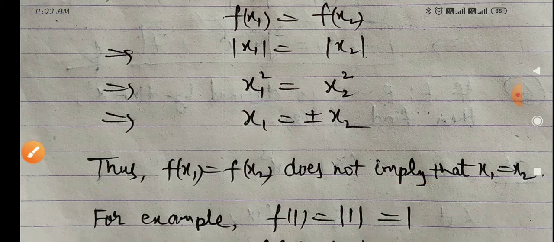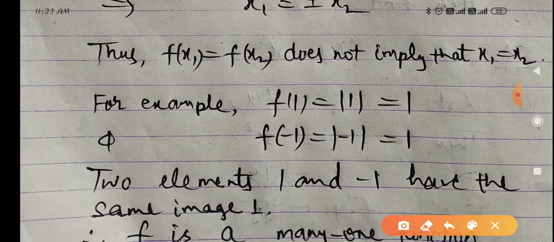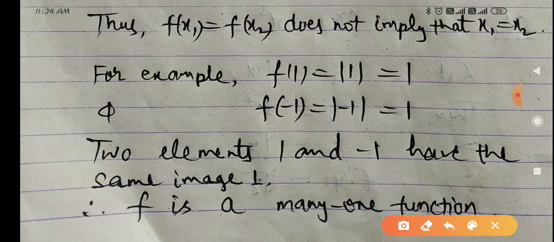So for example, I have told you, if you are taking x equals 1, so f(1) will come mod 1, which means 1. If you are taking x equals minus 1, so f(-1) will come mod of minus 1, which is also 1. So it means that two elements 1 and minus 1 have the same image 1. So when two elements are having the same image, it is not a 1-1 function, f is a many-one function.